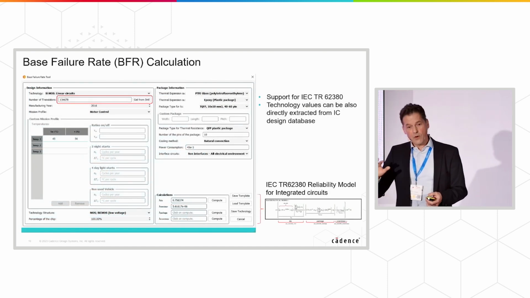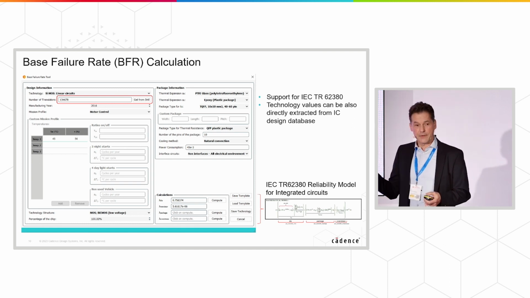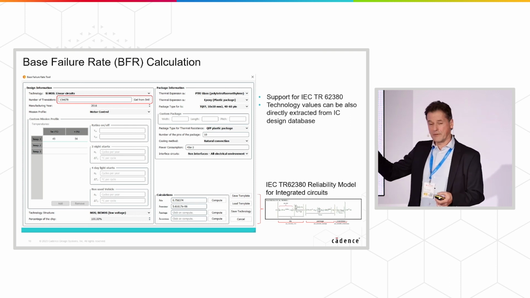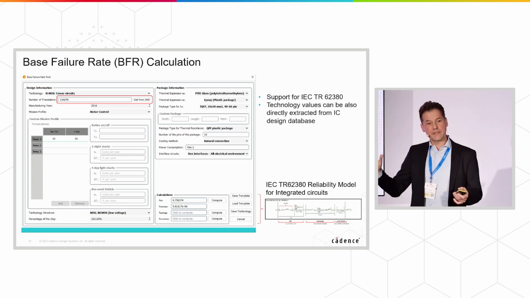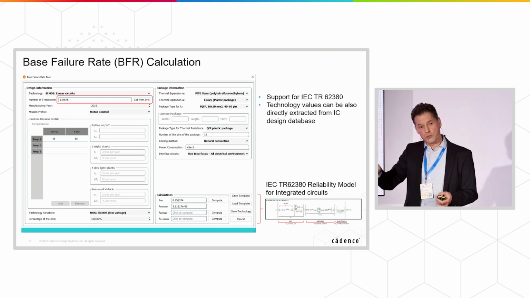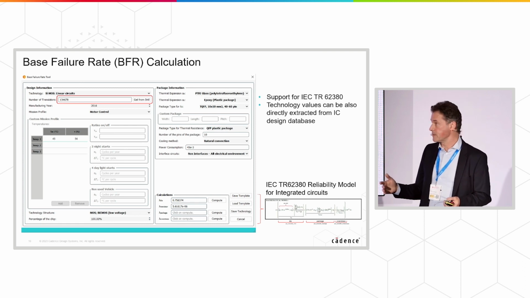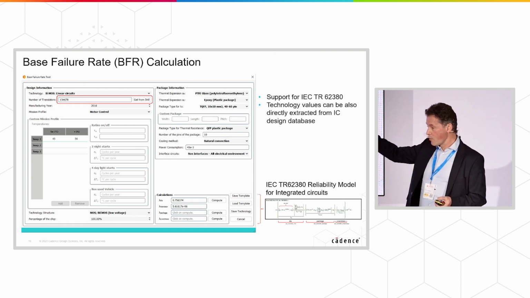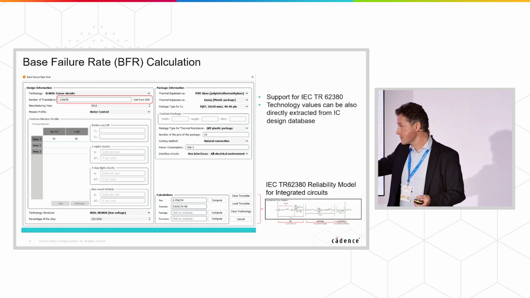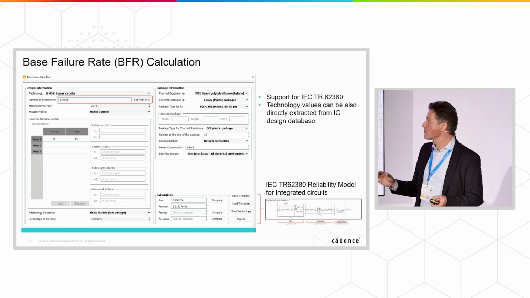So let's go a little bit into the details. Base failure rate. So the base failure rate is the overall failure rate that you calculate with this tool, which gets then distributed across all failure modes that you define in your FMEDA. So obviously, the more accurate your base failure rate calculation is, the more accurate will be also later on the overall failure analysis.